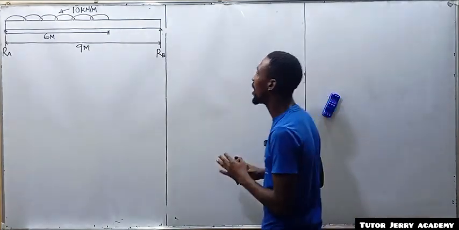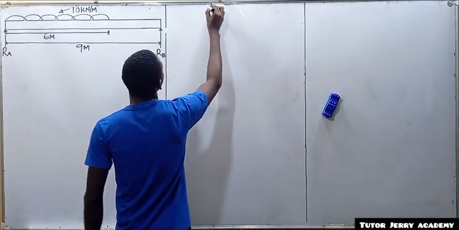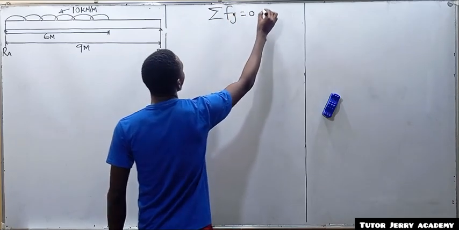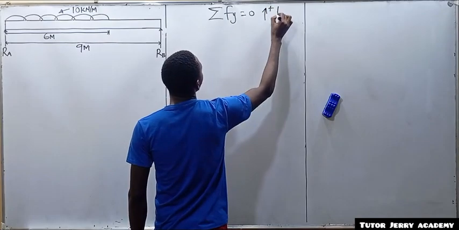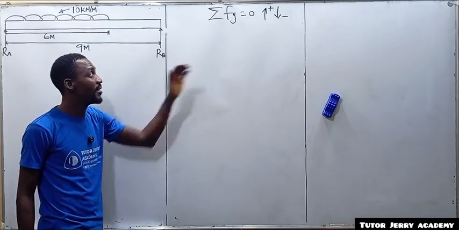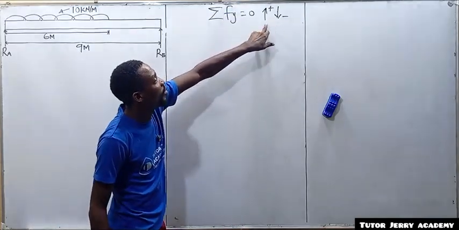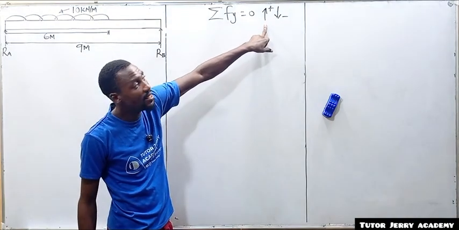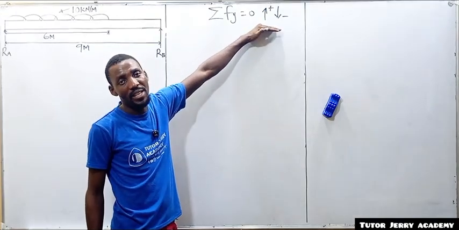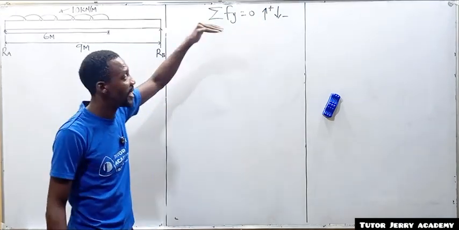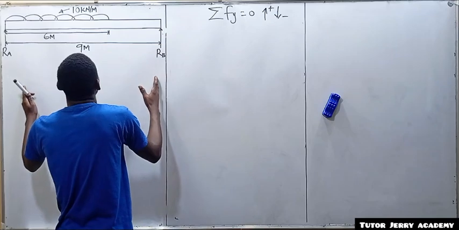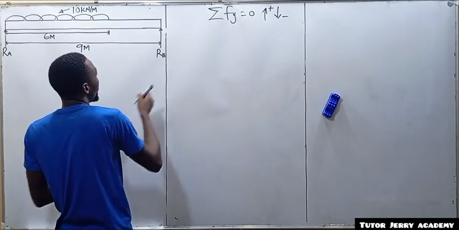The first thing we are going to do is to take the summation of vertical forces to be equal to 0, upward force positive, downward force negative. Like I always say, you can take your upward force to be negative and your downward force to be positive. So don't let this be a problem. Is that clear? This is just an assumption of our coordinates. So we are saying the sum of upward forces is equal to the sum of downward forces.